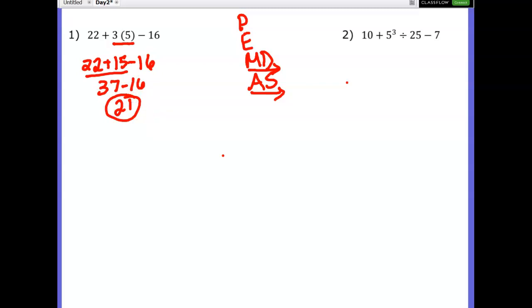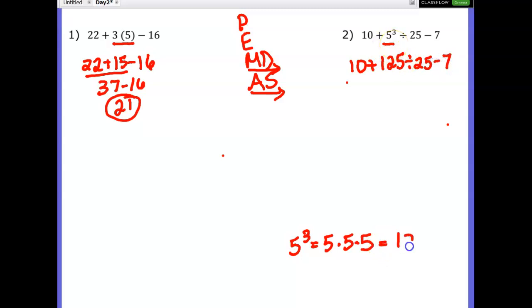Number 2, we don't have any parentheses, but we do have an exponent, 5 to the 3rd power. So we've got 10 plus, and we have to recall exponents. 5 to the 3rd is 5 times 5 times 5. So that's going to be equal to 125 divided by 25 minus 7. If you have to get your calculator out and use Desmos to calculate that part of it, that's fine. You can.